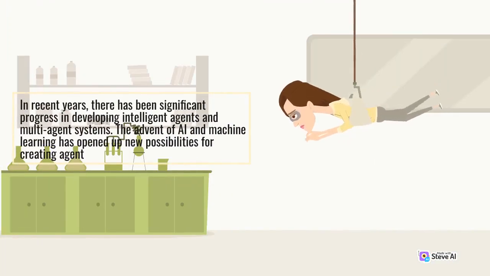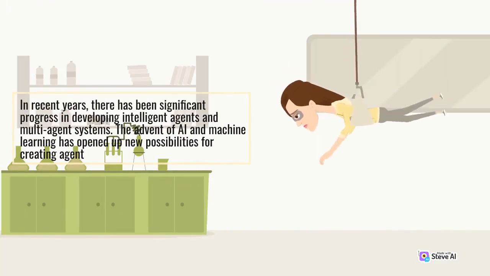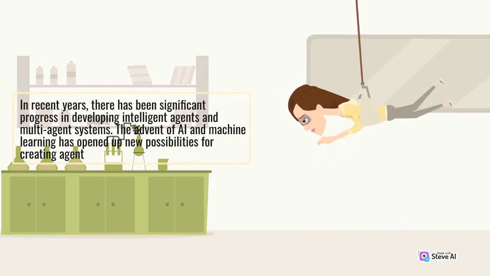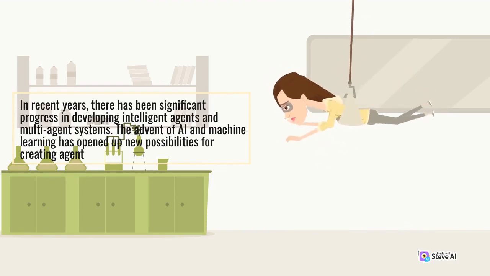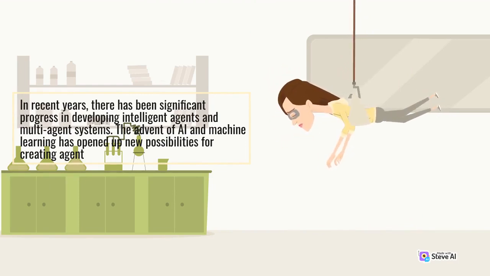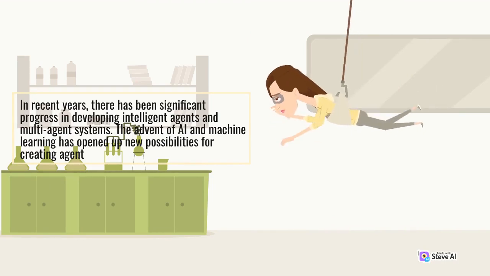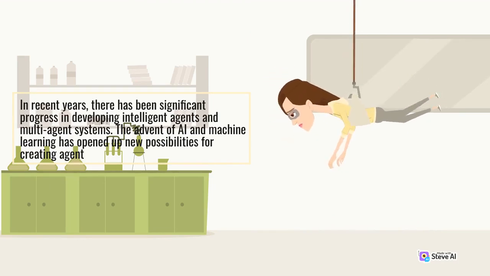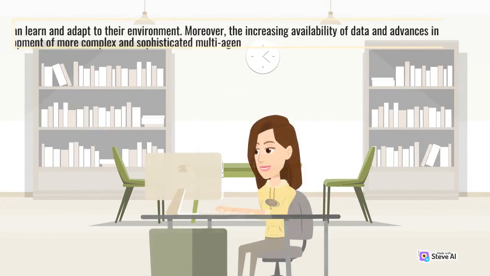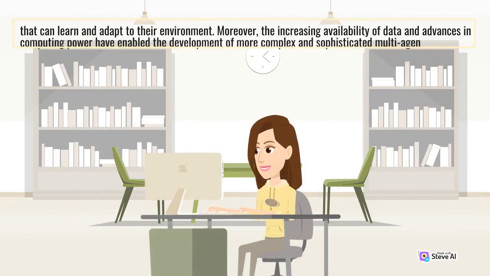In recent years, there has been significant progress in developing intelligent agents and multi-agent systems. The advent of AI and machine learning has opened up new possibilities for creating agents that can learn and adapt to their environment. Moreover, the increasing availability of data and advances in computing power have enabled the development of more complex and sophisticated multi-agent systems.